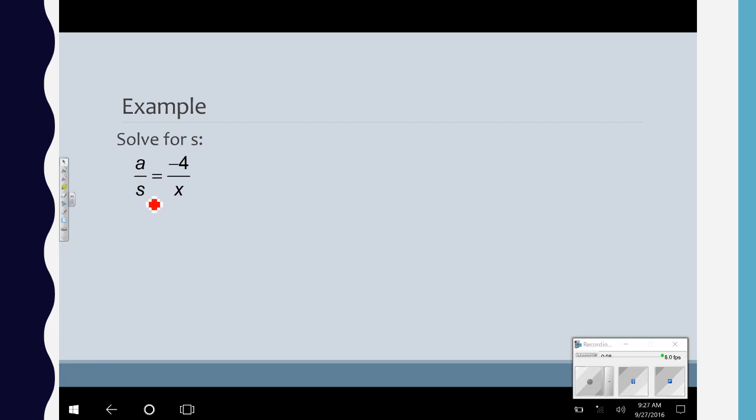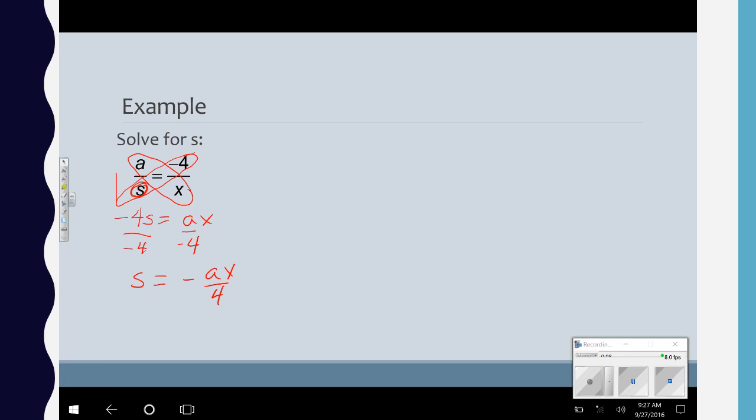Because my s is on the bottom here, I can't multiply by s to get rid of it, and I can't multiply by 1 over s to get rid of it. So we just studied proportions, so remember our cross products are equal. So negative 4s is equal to a times x, and then all I've got to do is divide by negative 4, so s equals negative ax over 4.